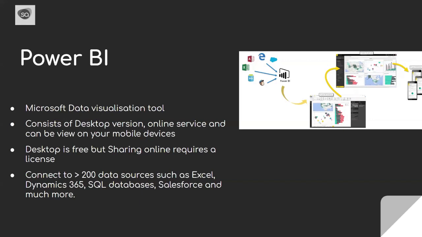So Power BI consists of different versions. We have the desktop version, which is the one that you download to your computer. The online service version is the one that you go to a website to use, and then you also have the one that you can download on your phone as an app, right? There are other versions, but these are the three most popular, and all of these three versions have different use cases.